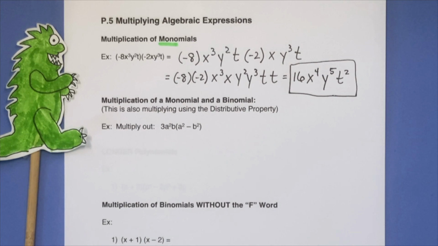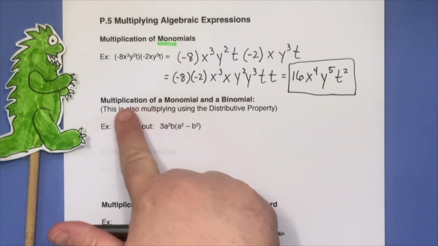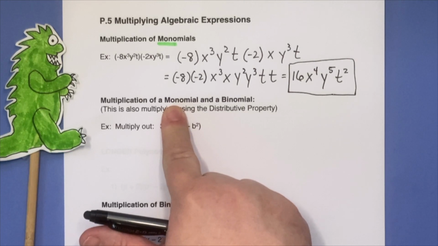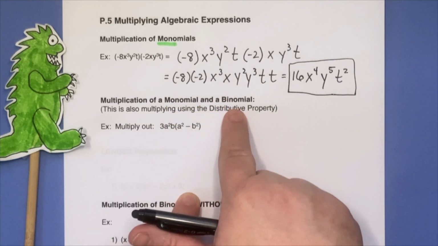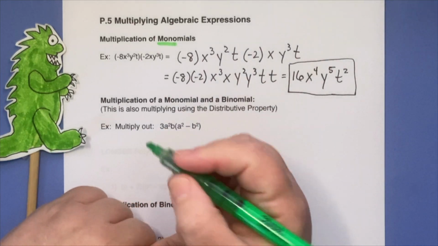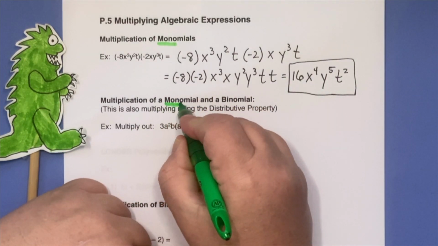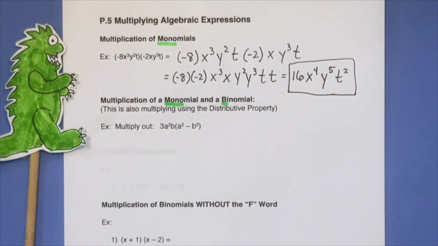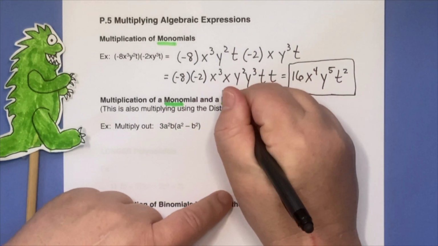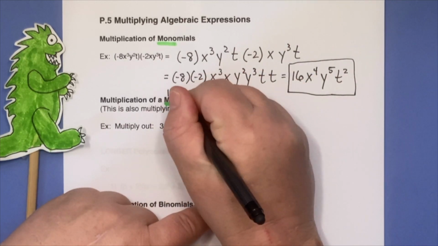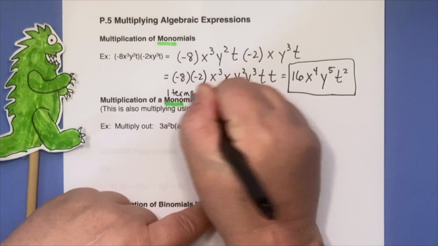Where things get exciting is when we multiply, and I know this sounds so fancy, multiplication of a monomial and a binomial. Well, again, we've got that monomial, which is one term, but then I also have a binomial, which means it's 2 terms. And I should write this in for the folks who aren't watching the video.